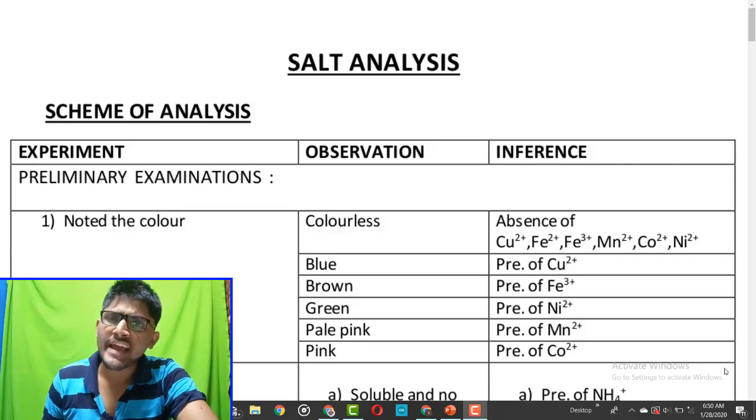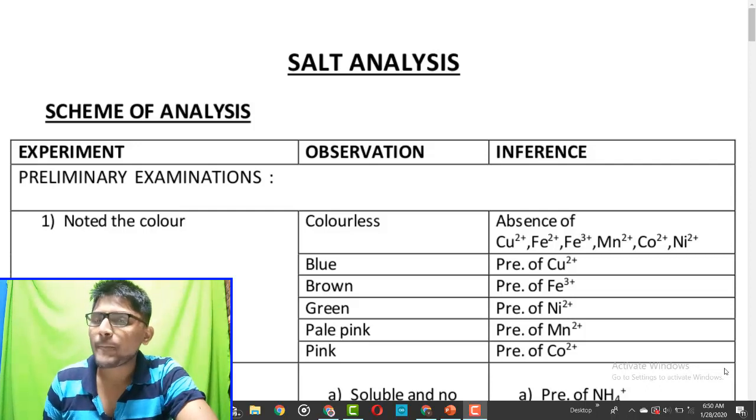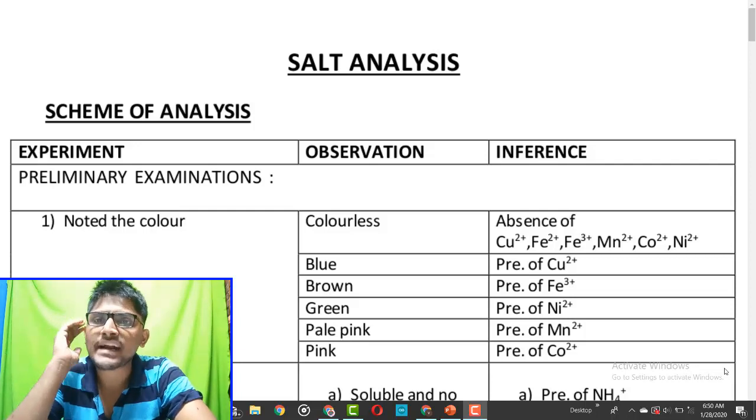Yes guys, it can be that you are from any other board, like you are from CBSE or from ISC or from any other state boards, but guys, the salt analysis is the same and the notes are the same. It can be that you have not attended the classes, or that you don't have the notes, or that you have the notes but you are confused with some of the experiments.